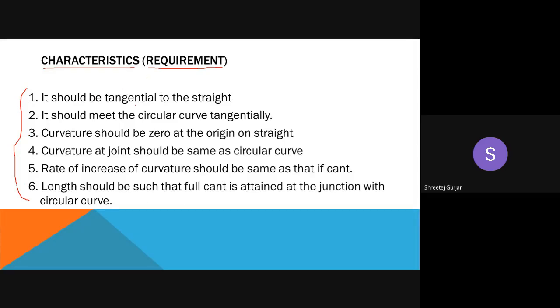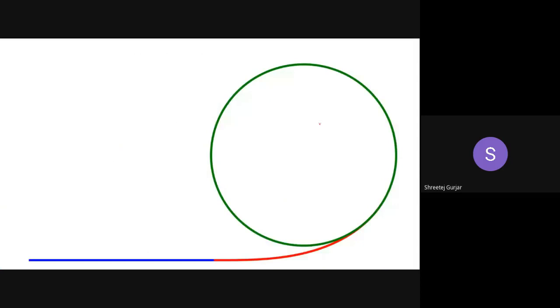Okay, the first point: it should be tangential to the straight. So if you have a transition curve at the straight, meaning at this particular straight line, it has to start as a straight line, right? You can see it is straight initially. So it has to be tangential to the straight line. So that is the first characteristic of a transition curve. You can see it is straight initially.